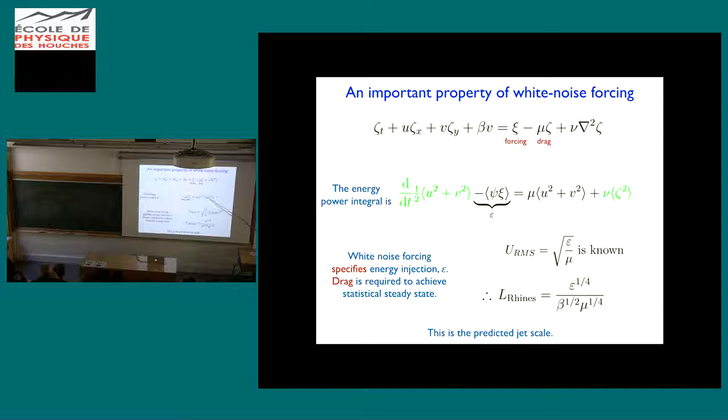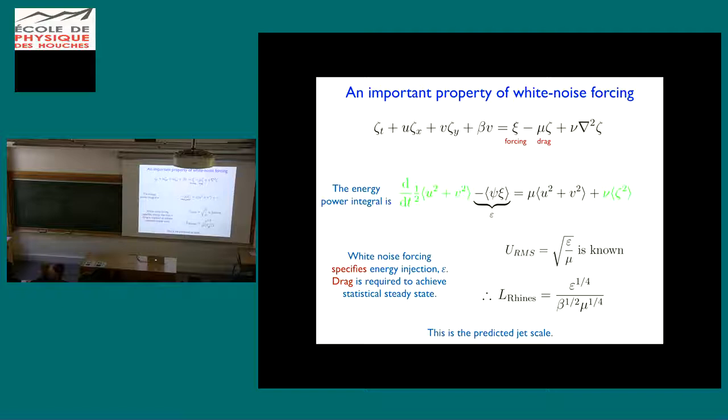Yes, there's a little bit of viscous dissipation, but it's in light green, so you can't see it very well because it's very small. So there's a two-term balance between injection of energy by the forcing and the bottom drag, which is the main sink of energy. I'd say the only sink of energy, really. Now, that means that if we know epsilon, the injection rate, the forcing rate, then we know the RMS velocity, because I simply take this equation and solve it for the RMS velocity. It's the square root of epsilon over mu.